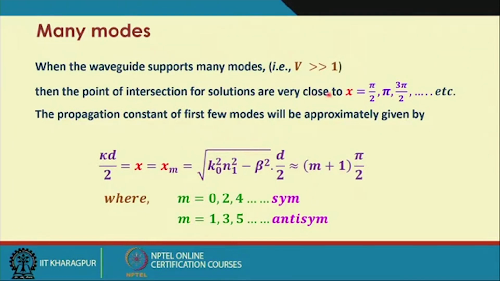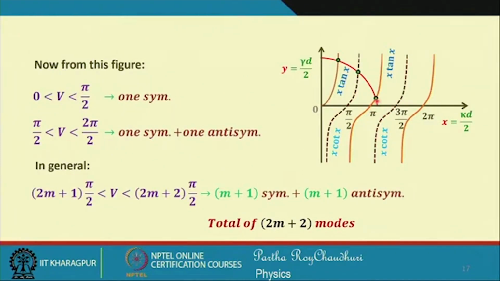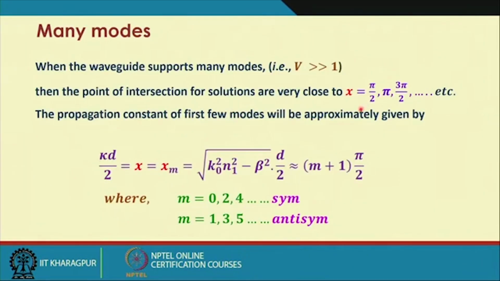So, the points of intersection are the solutions. This is a rough way of estimating the propagation constants for the various modes, because at the cutoff, at this point x equal to pi by 2, these are very close points. We can just have a look at it. This is very close to pi, this is also very close to pi by 2, but this will be even closer when you approach a large number of modes. Therefore, this relation gives an empirical way of finding the mode propagation constants.